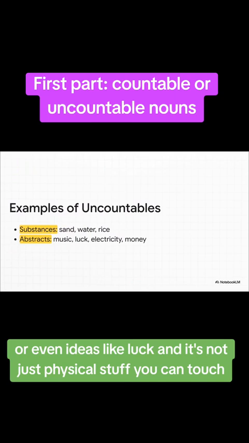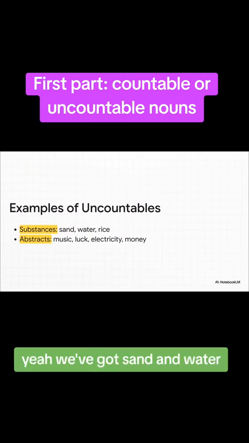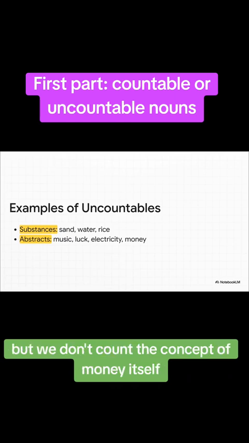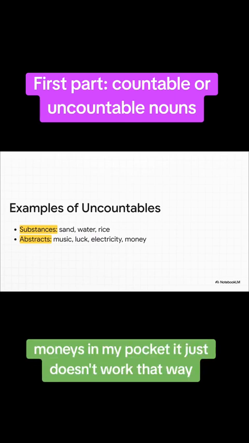And it's not just physical stuff you can touch. Yeah, we've got sand and water, but what about abstract concepts? Things like music, advice, or luck. Money is the perfect example. We can count dollars, we can count coins, but we don't count the concept of money itself. Nobody says, I have 3 monies in my pocket. It just doesn't work that way.